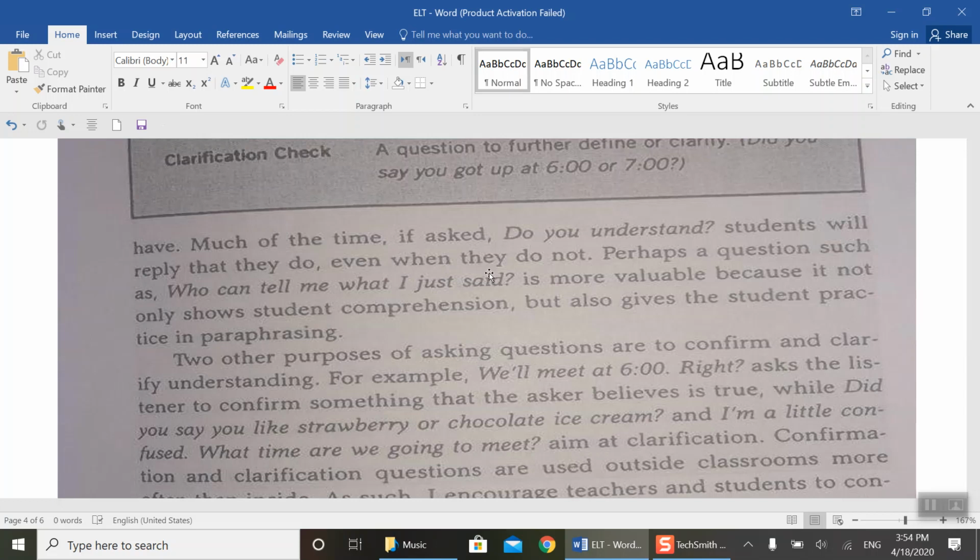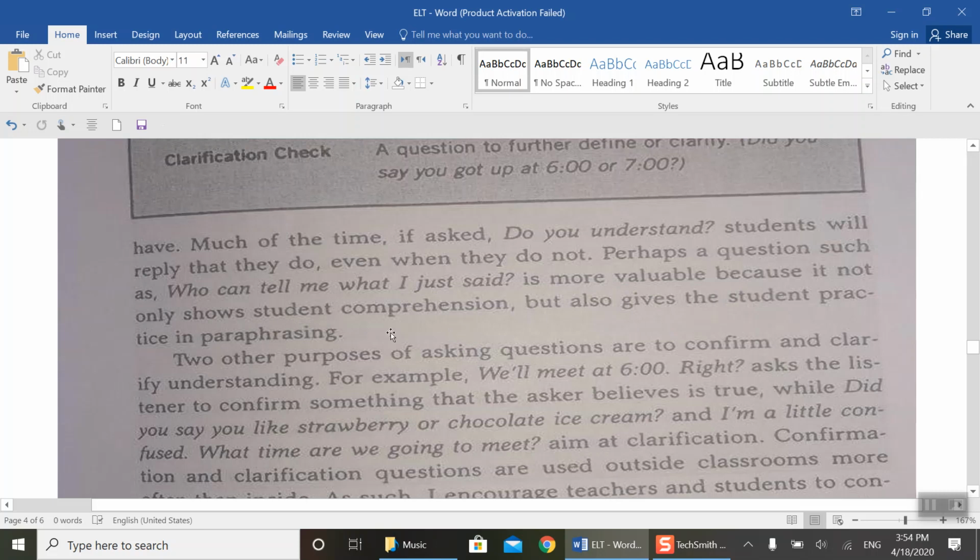But they say yes. So perhaps a question such as who can tell me what I just said. Sometimes the student is asked, did you understand, and says yes; you ask how did you understand, explain to me. Okay, so the question is: who can tell me what I just said? I will see four or five raise their hands. So you have to use this check to see who can repeat, for example, who can tell me what I just said. If one said yes, I understand, tell him explain, come to the board. Come here is more valuable because it not only shows students' comprehension but also gives the students practice in paraphrasing.